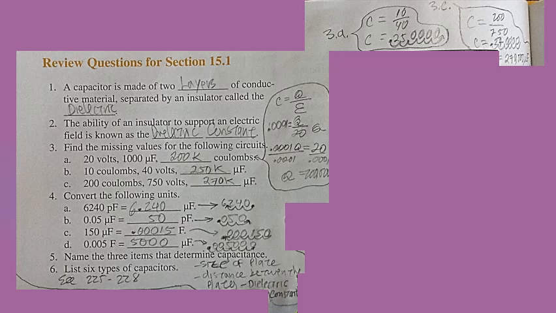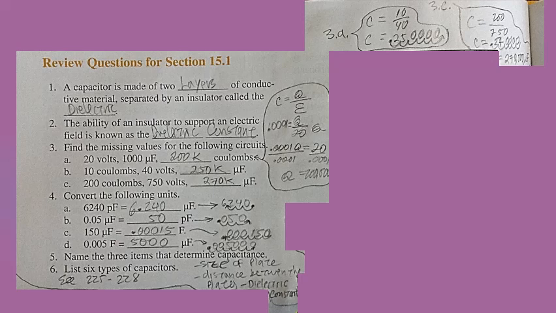In the next section, C, 150 microfarads to be converted to farads or single units. We have to basically move the decimal point 6 spaces to the left to get single farad units, and we get in this case 0.00015 farads.